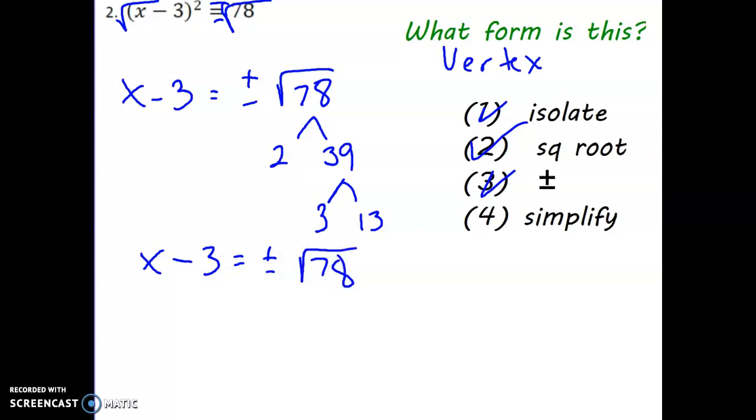So plus or minus the square root of 78. And now I need to work to get x by itself. So I'm going to add the 3 on both sides.